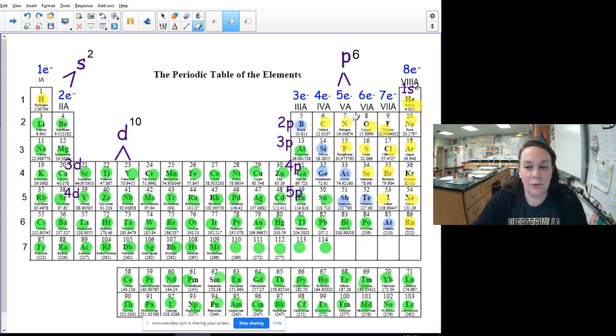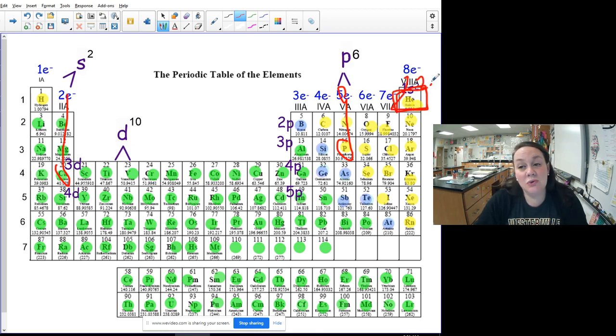So very simple. How many valence electrons does phosphorus have? Whoop, that would be 5. How many valence electrons does calcium have? Whoop, that would be 2. The only exception is good old helium. He does not have 8 valence electrons. He only has 2 valence electrons because he only has 2 protons. He's filling the first energy level S, which is happy with 2.